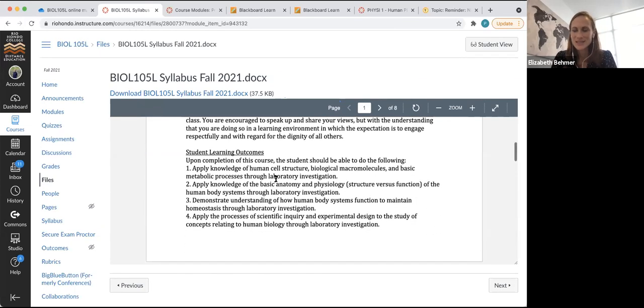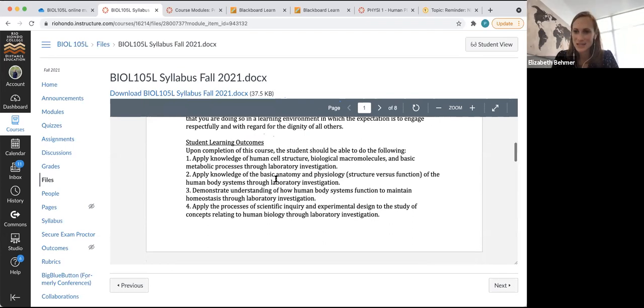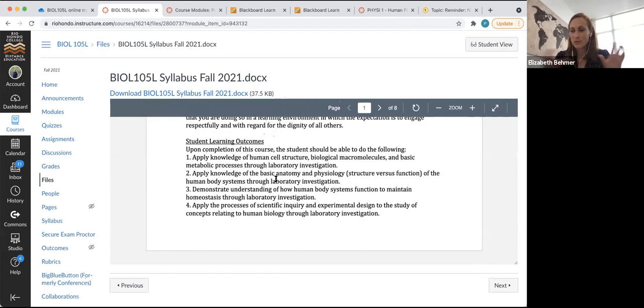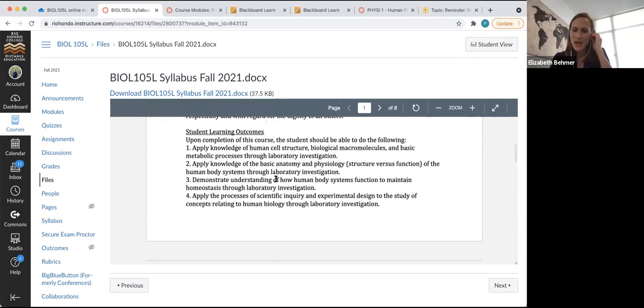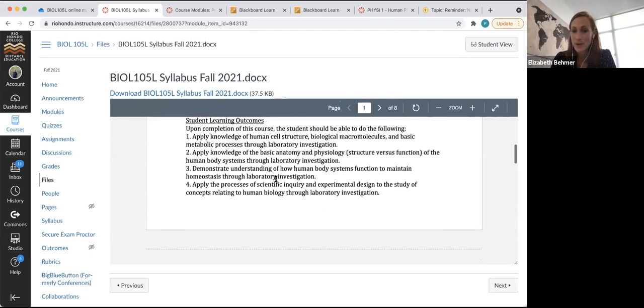Learning outcomes, this is what you'll get out of this course by the time you finish it. And if you guys are going on to nursing and will take anatomy after this course, it's really helpful for that. This is, I think, the only college I teach at that requires this course. It's kind of a prerequisite for anatomy. And I know it really helps students do better in anatomy.